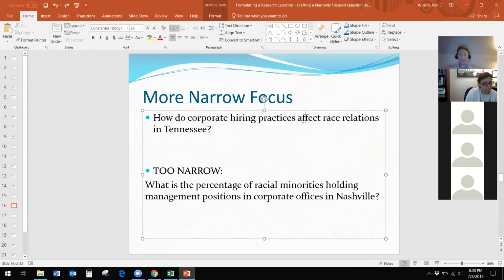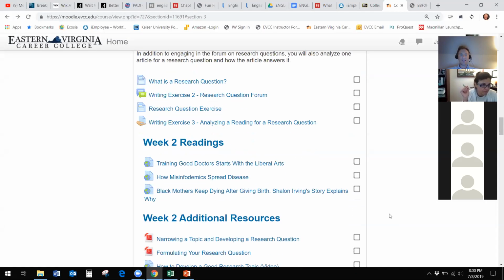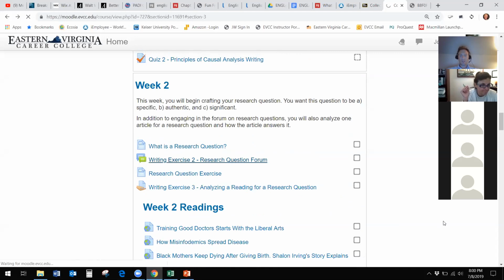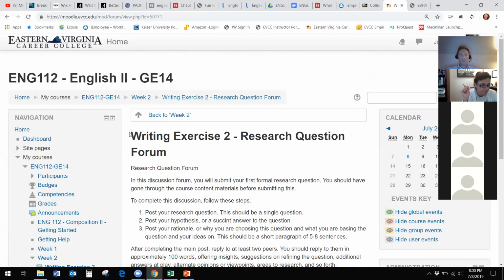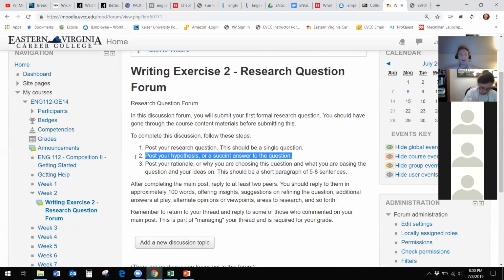By the way, this would of course be cause and effect, right? Effects. So I'm going to share this with you guys. Basically, your work for week 2, starting Wednesday, is to post your research question in the research forum. It should be a single question. Post a hypothesis. What do you think is the answer to that question? This will basically become your thesis.